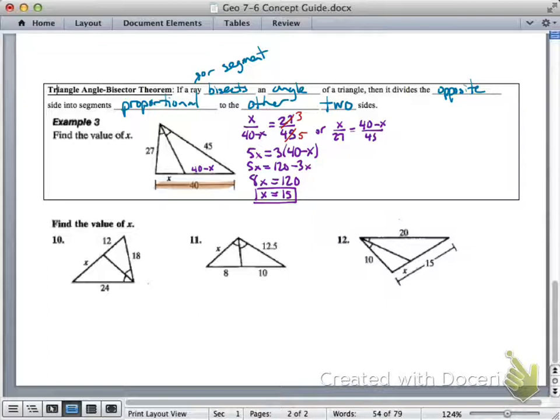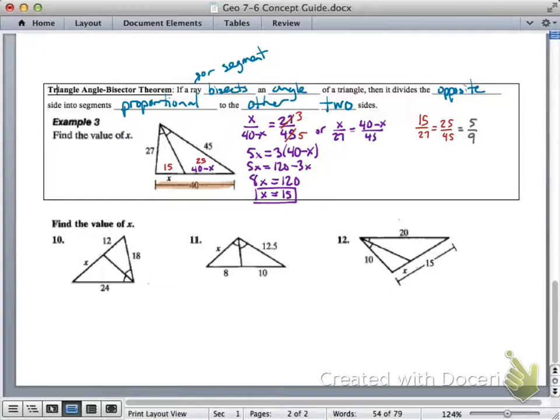If you want to be the best math student, and I mean, of course you do, you'll always, when you solve for a variable, plug it back in and see if it makes sense. So if x is 15, then we have 15 and 25 over here. How does that make sense? Well, 15 plus 25 equals 40, of course, but does it divide it into proportions? Well, yes, it does. Okay? So 15 over 27 equals 25 over 45. They both reduce down to 5/9, which means that they are proportional.